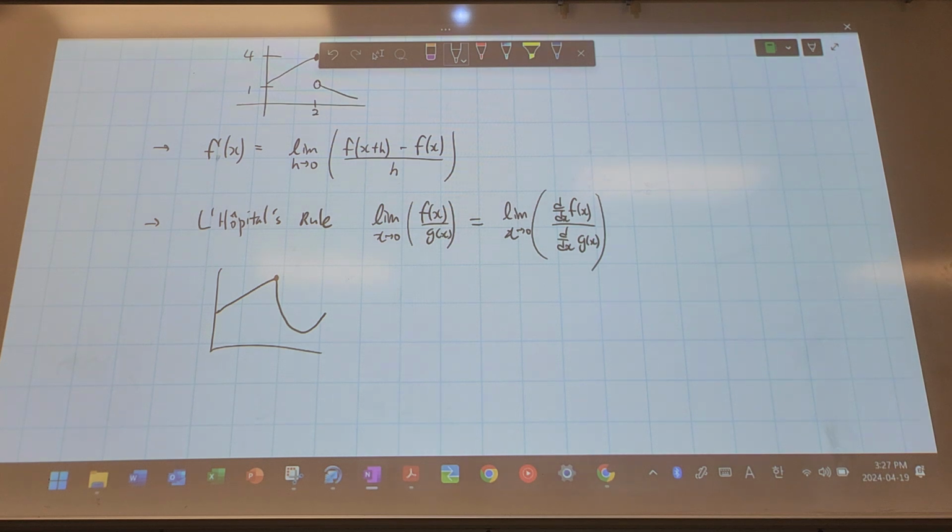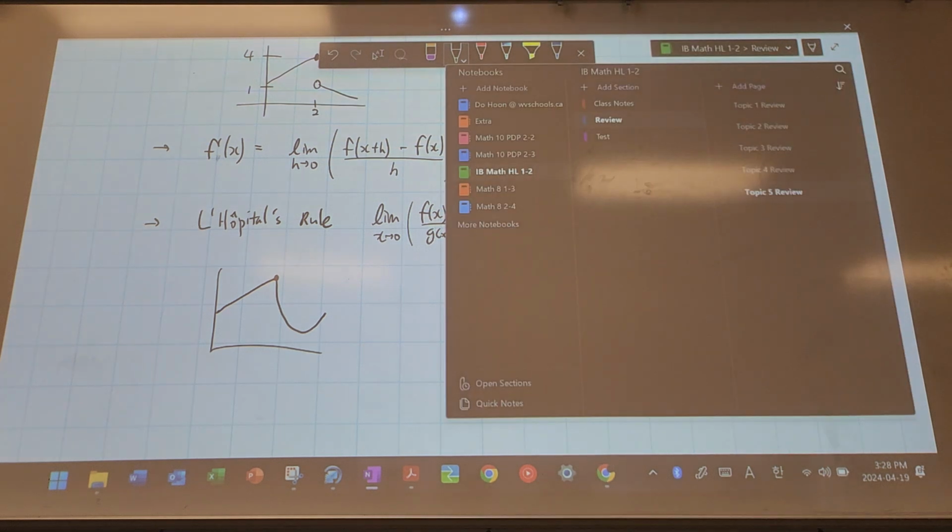So the limit exists for this one. Limit exists for this one. It's continuous. It's continuous. But it's not differentiable. I think it's called like a cusp, when it has a sharp point. Let's go quickly back to our notes.